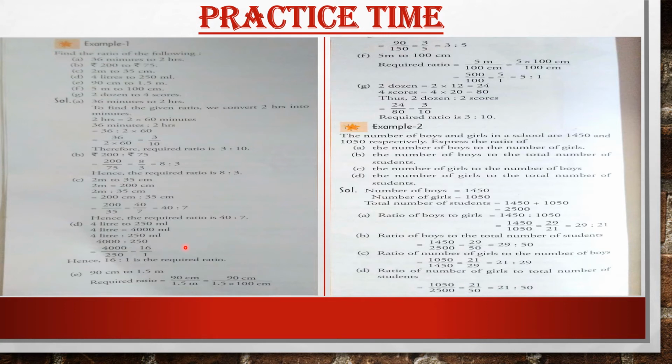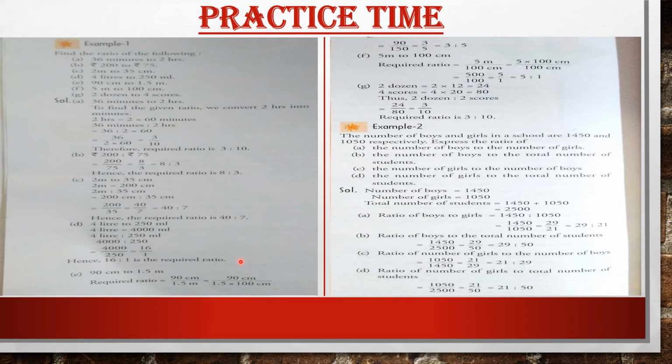Now find the simplest form of 400 by 25. HCF of 400 and 25 is 25. So divide both numerator and denominator by 25, as 400 divided by 25 over 25 divided by 25. We get 16 by 1. Hence our required ratio is 16:1.